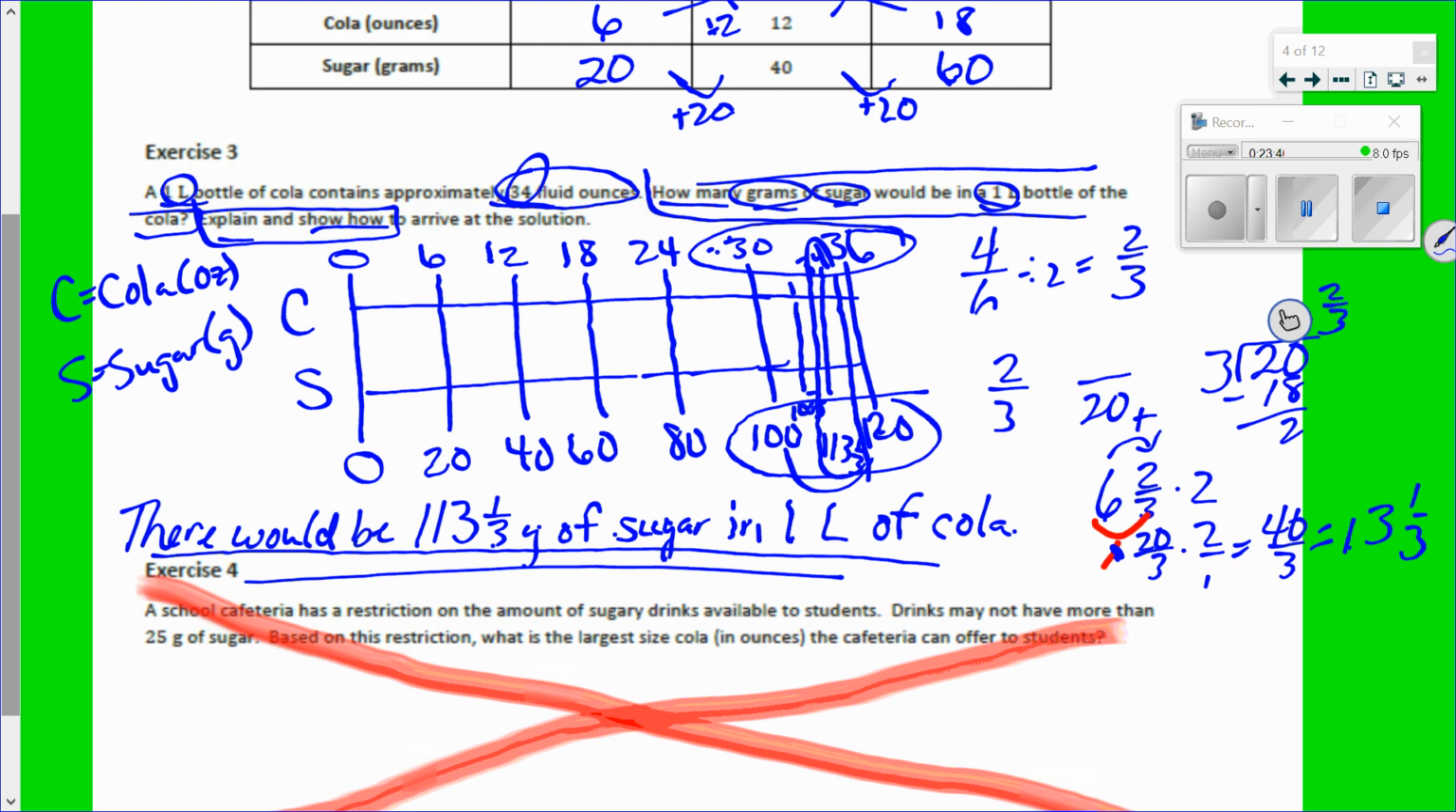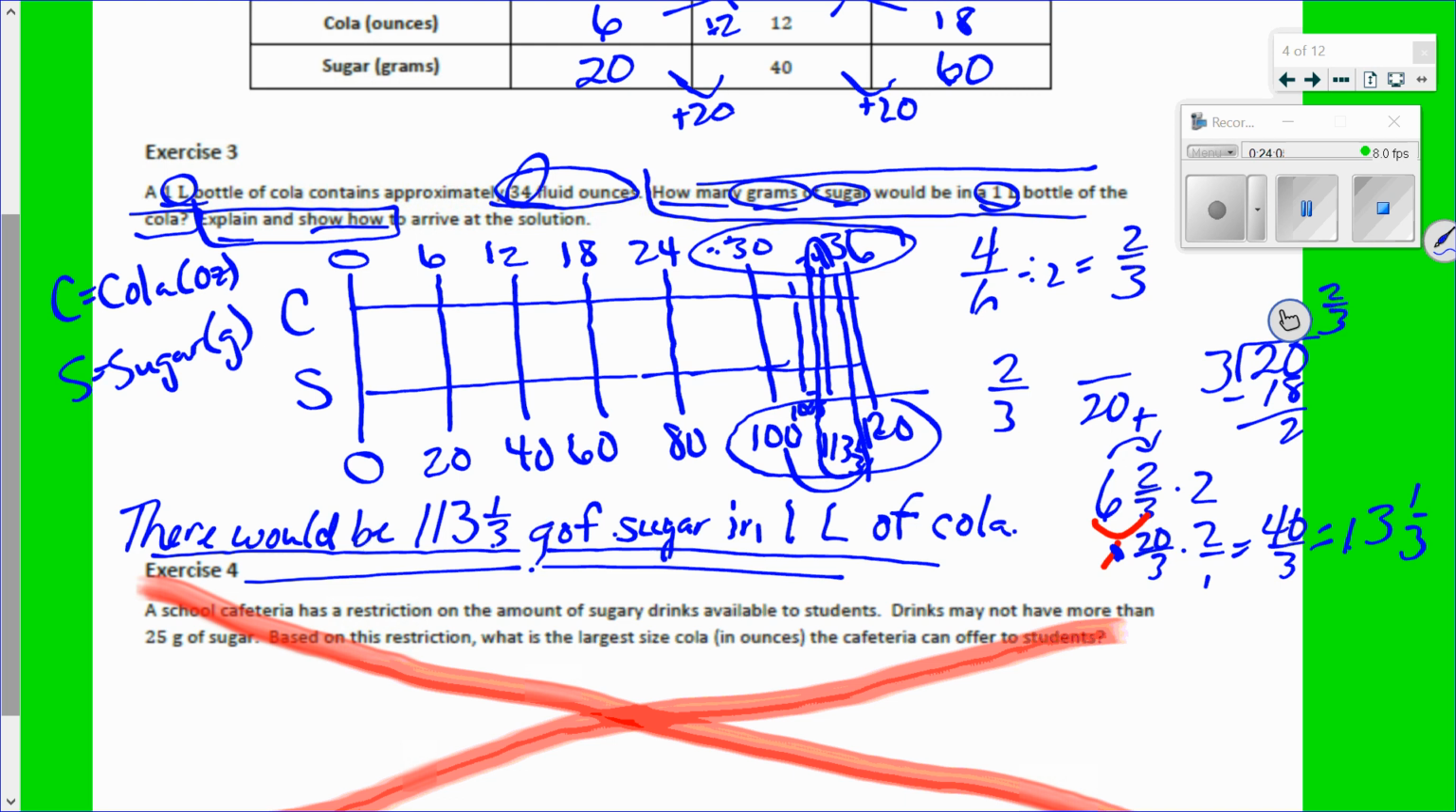What is that thing? It says there would be 113 1/3 grams of sugar in 1 liter of cola. That's the answer to our question. It's a G. G for gram. Yeah, again, dead spots in the board, they don't always come out perfectly.